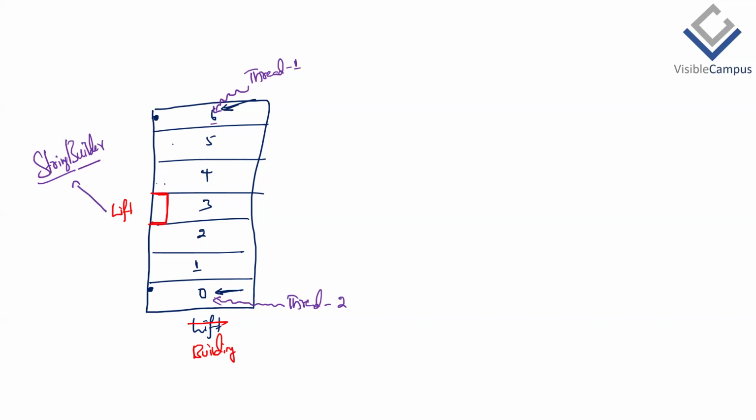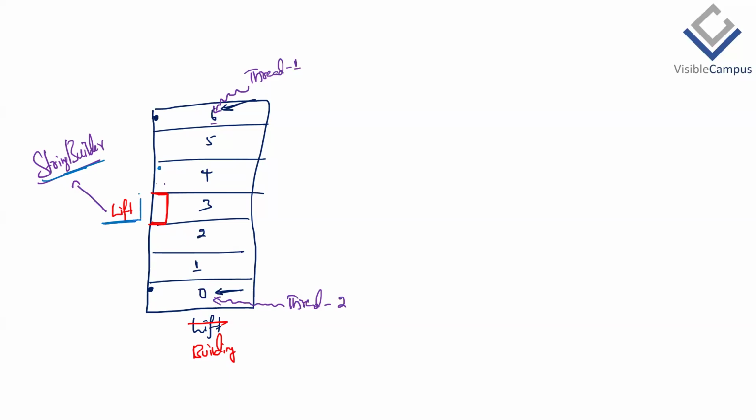After one second, assume a fourth floor person presses the lift. Then the lift will go to the fourth floor. It will not go to the sixth floor or the zero floor. That is because of StringBuilder: it is not synchronized for multiple threads. No thread can access at the same time. That's the meaning of not synchronized for multiple threads. Understood?